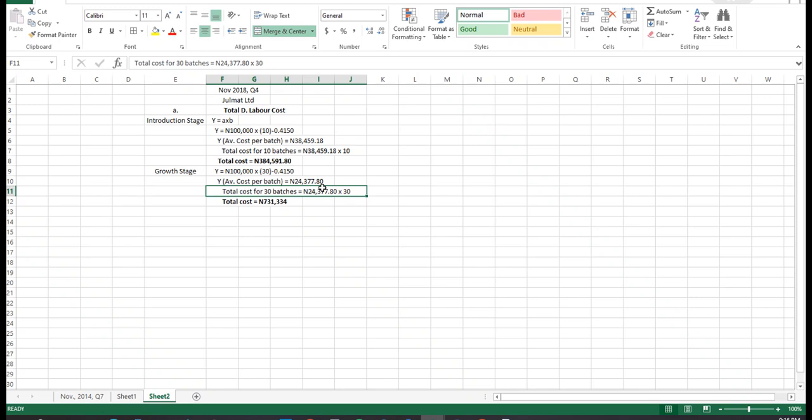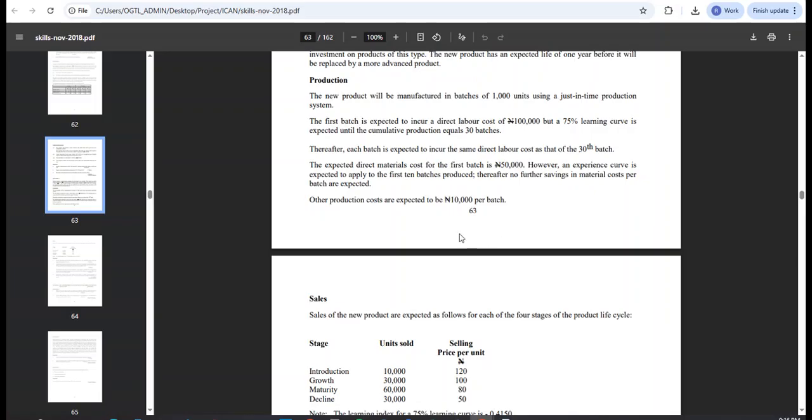Now, the cost keeps decreasing until it got to batch 30. The question says that when you get to batch 30, whatever you spent on batch 30 only is what you will keep spending throughout the whole other life cycle. Does that make sense now? Yes, sir. So that is what we have.